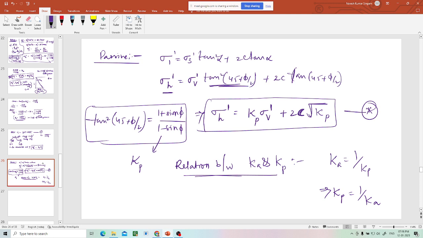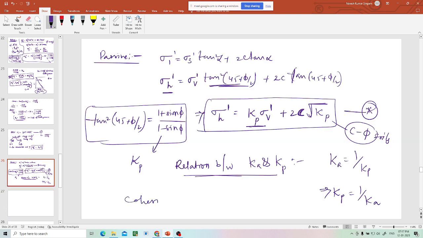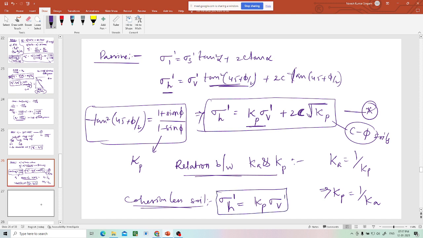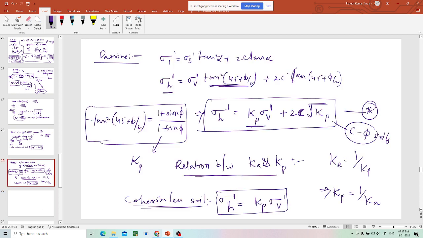Now this is for C-phi soils. If it is cohesionless soils, you will be having only this. So I'll write here, for cohesionless soils, passive earth pressure is Kp multiplied by this one. So now you know how to find out sigma h values.